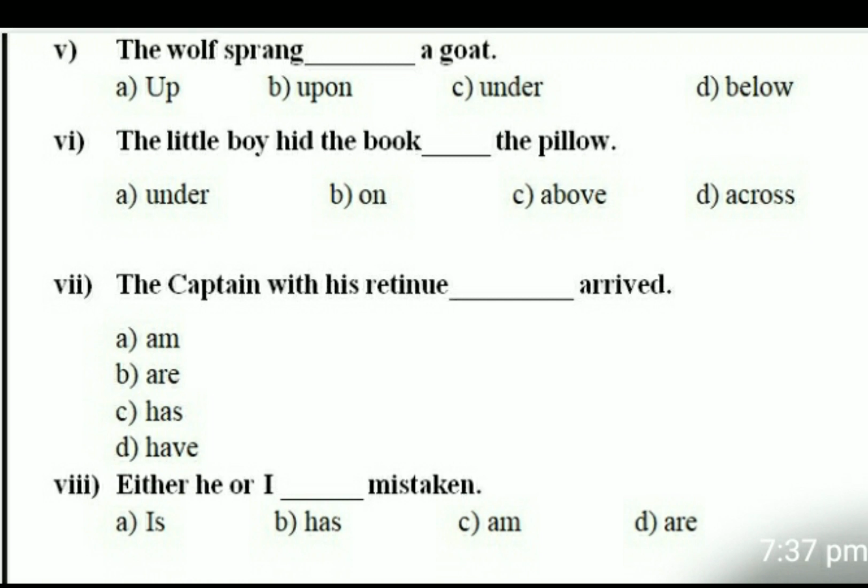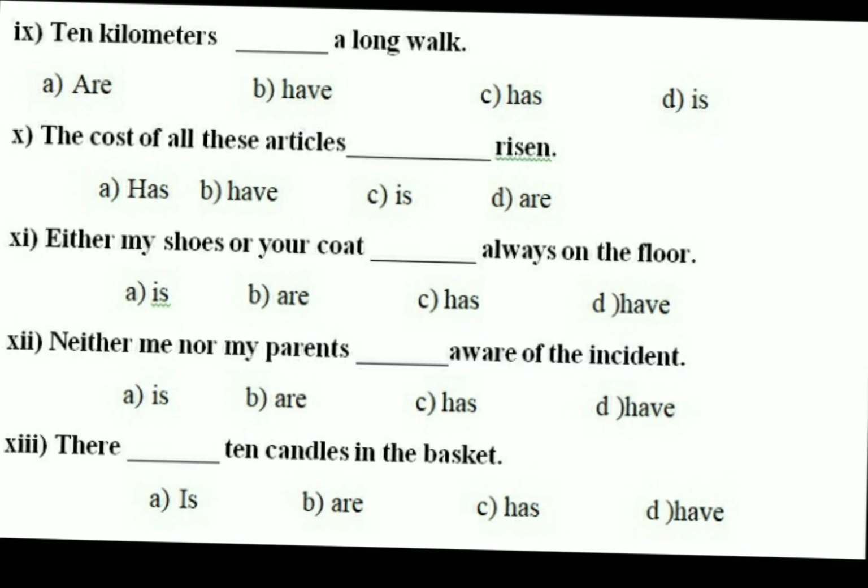So why am? Because when two subjects are joined together with either or, neither nor, in that case, the verb should agree with the second subject. And here the second subject is I. Therefore, the correct verb would be am.